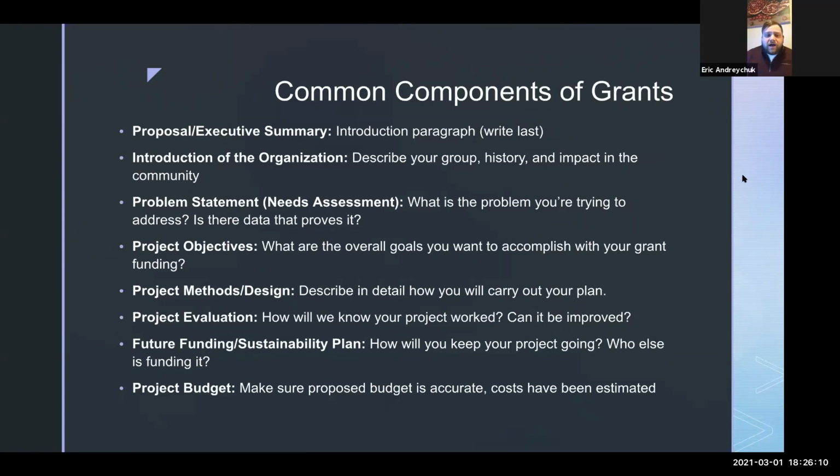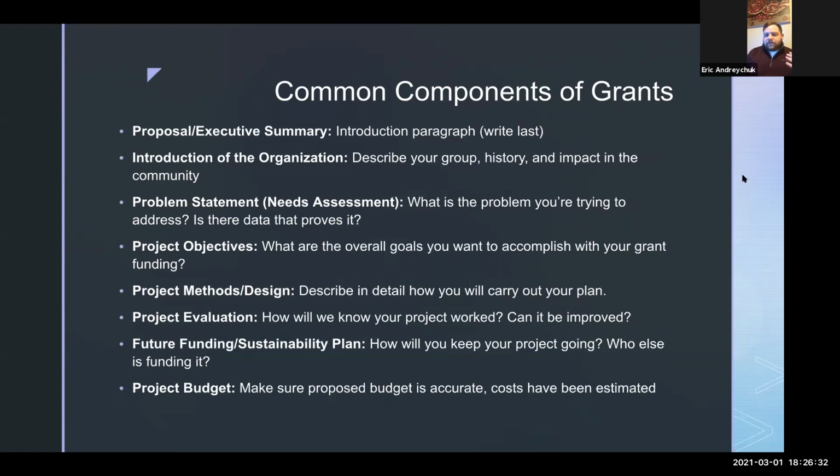The second thing that I have on the list is the introduction of your organization. So in this section, you really want to describe your organization's history and describe your group in great detail. What is it that got this group started? Who are the original funders of this group?